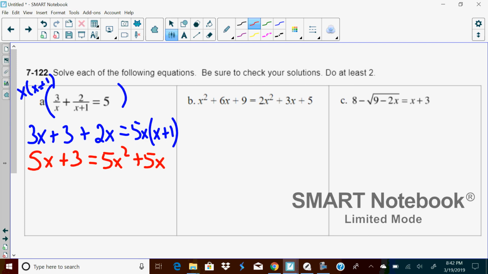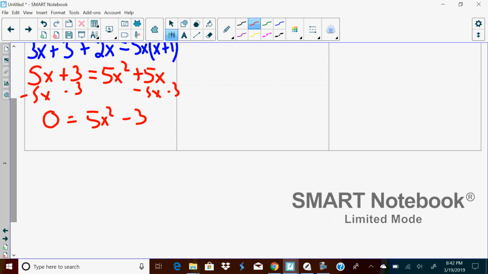So I'm going to subtract 5x from both sides and 3. So I end up with the equation 0 equals 5x squared minus 3. Then I have to use the quadratic formula because I can't factor it. I don't have a middle term. So when I put it in the quadratic formula, I end up with plus or minus.